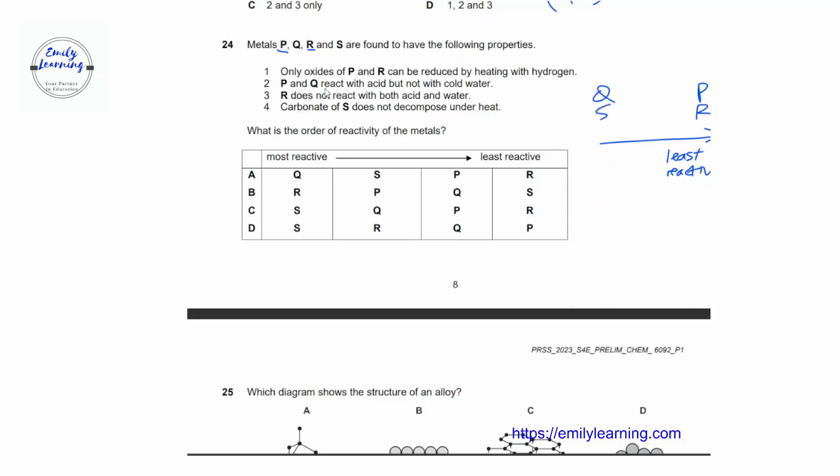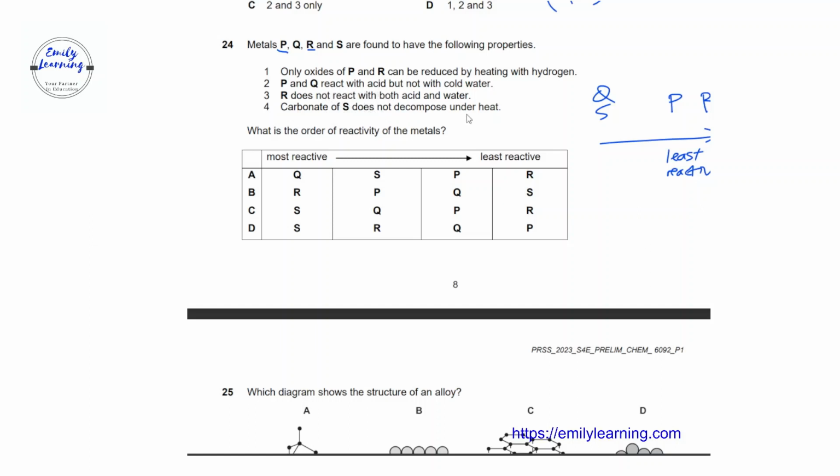Next, P and Q react with acid but not with cold water. Okay, R does not react with both acid and water, so I know that R is the least reactive already. And P is slightly less reactive than it. Then I know that Q can react with acid but not with cold water, so it just tells me that it's not a reactive metal.